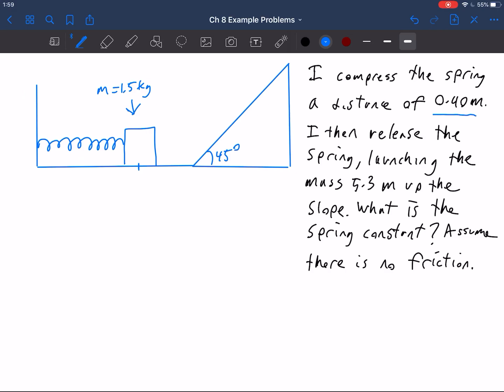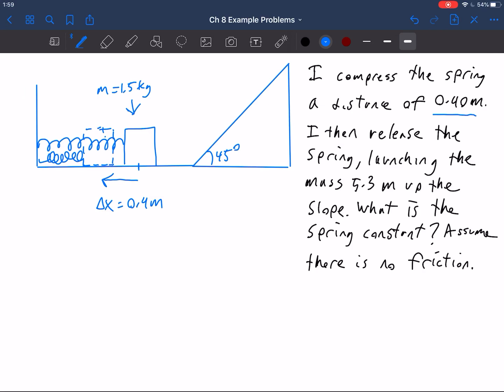Okay, so that means we're going to push on the mass in this direction until the mass gets to here or so. And in doing so, we've compressed that spring. The spring is all compressed, and we've stored energy in that spring. Okay, so this distance is equal to 0.4 meters. So that's one of the knowns they gave us in the problem. I then release the spring, launching the mass 5.3 meters up the slope, and we want to know the spring constant.